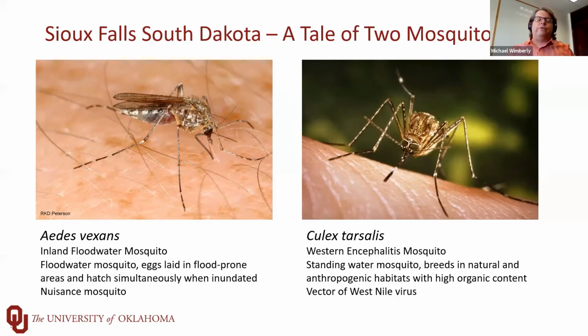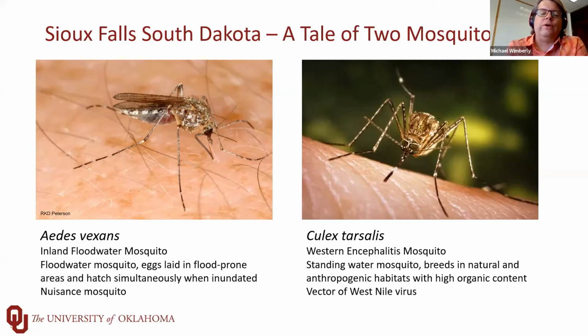There are two very important and very common mosquitoes in South Dakota. One is Aedes vexans. It's a floodwater mosquito. Like other mosquitoes in the genus Aedes, they tend to lay their eggs in humid places, and you'll get big simultaneous hatches when these areas flood. And it is not an important disease vector. It's a nuisance mosquito, but it's a very common mosquito.